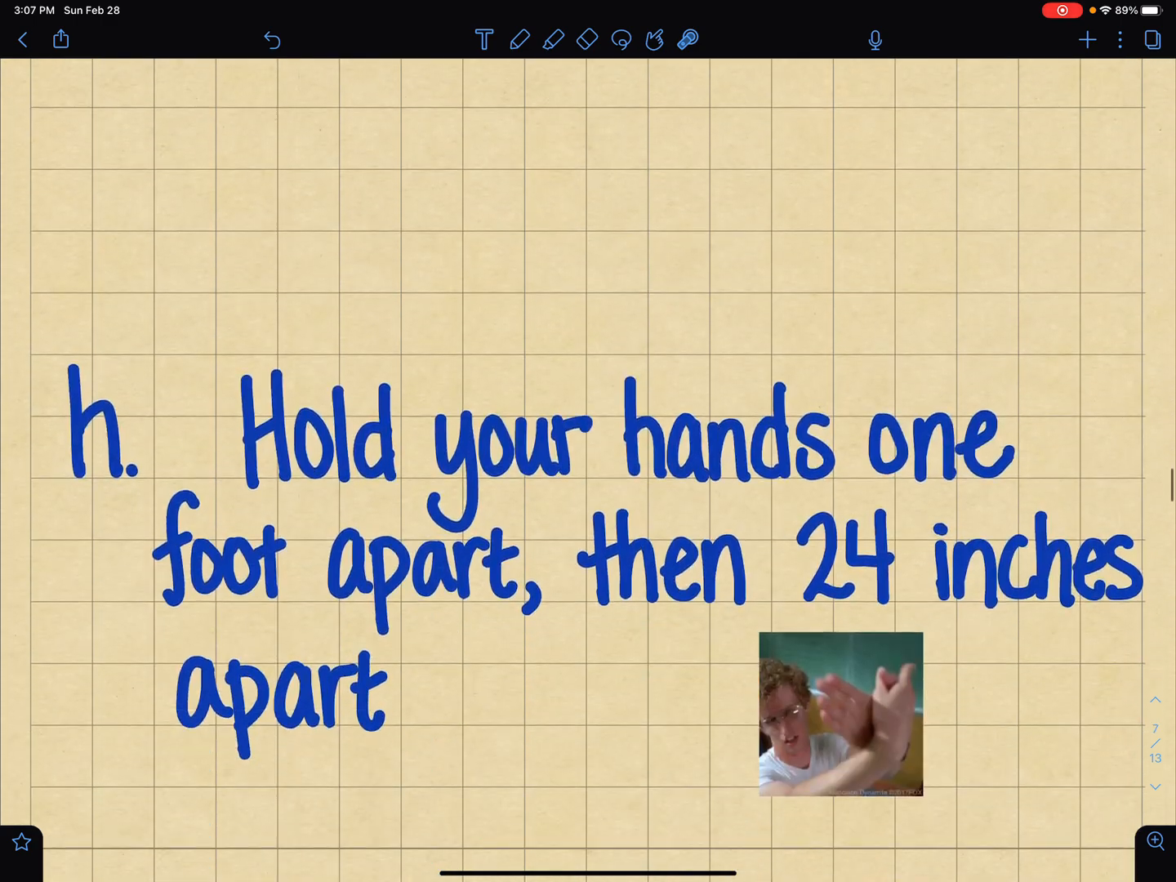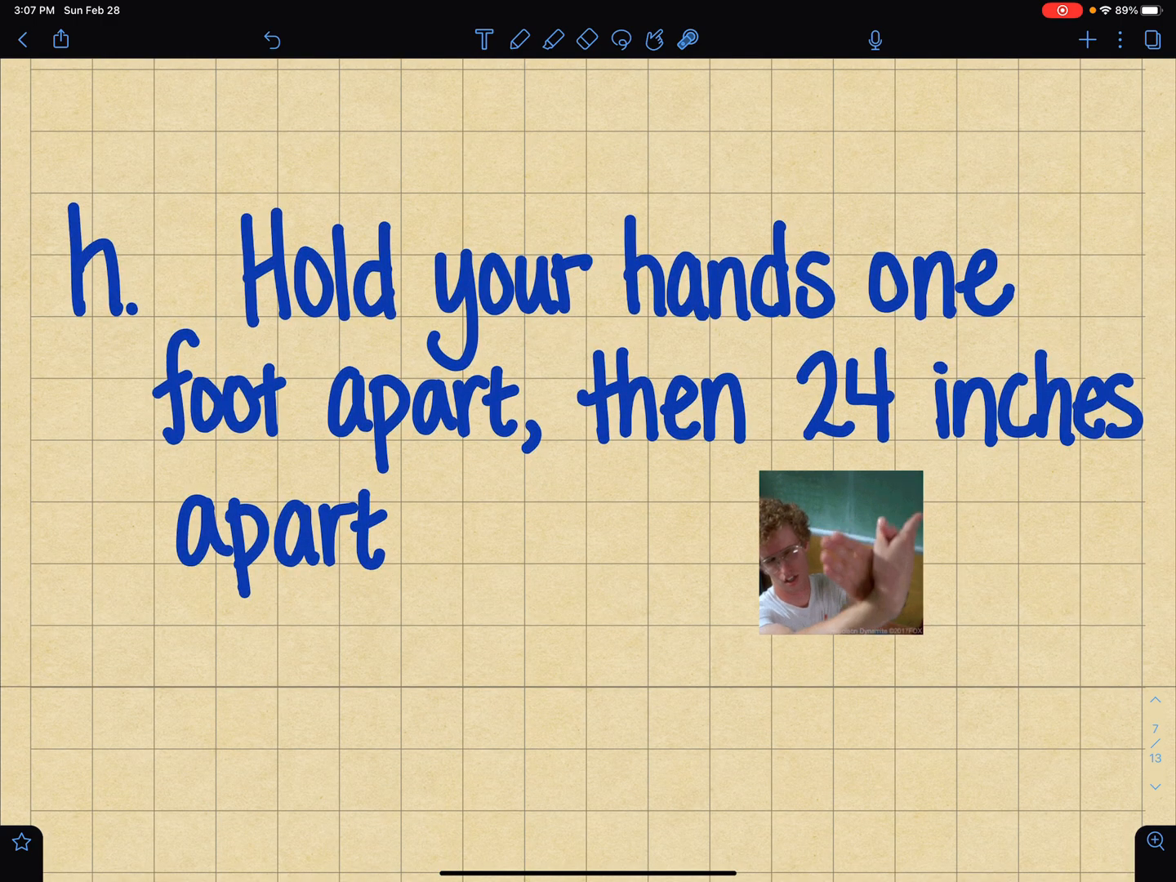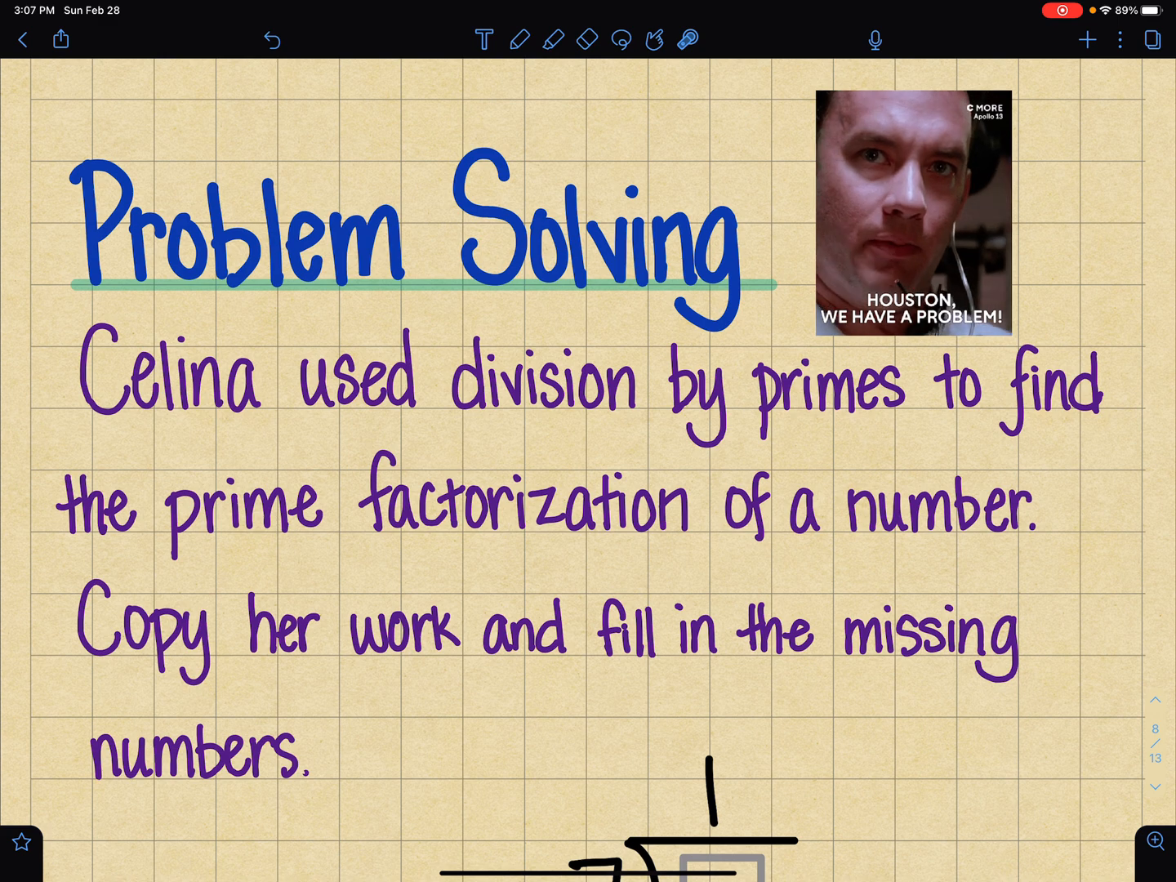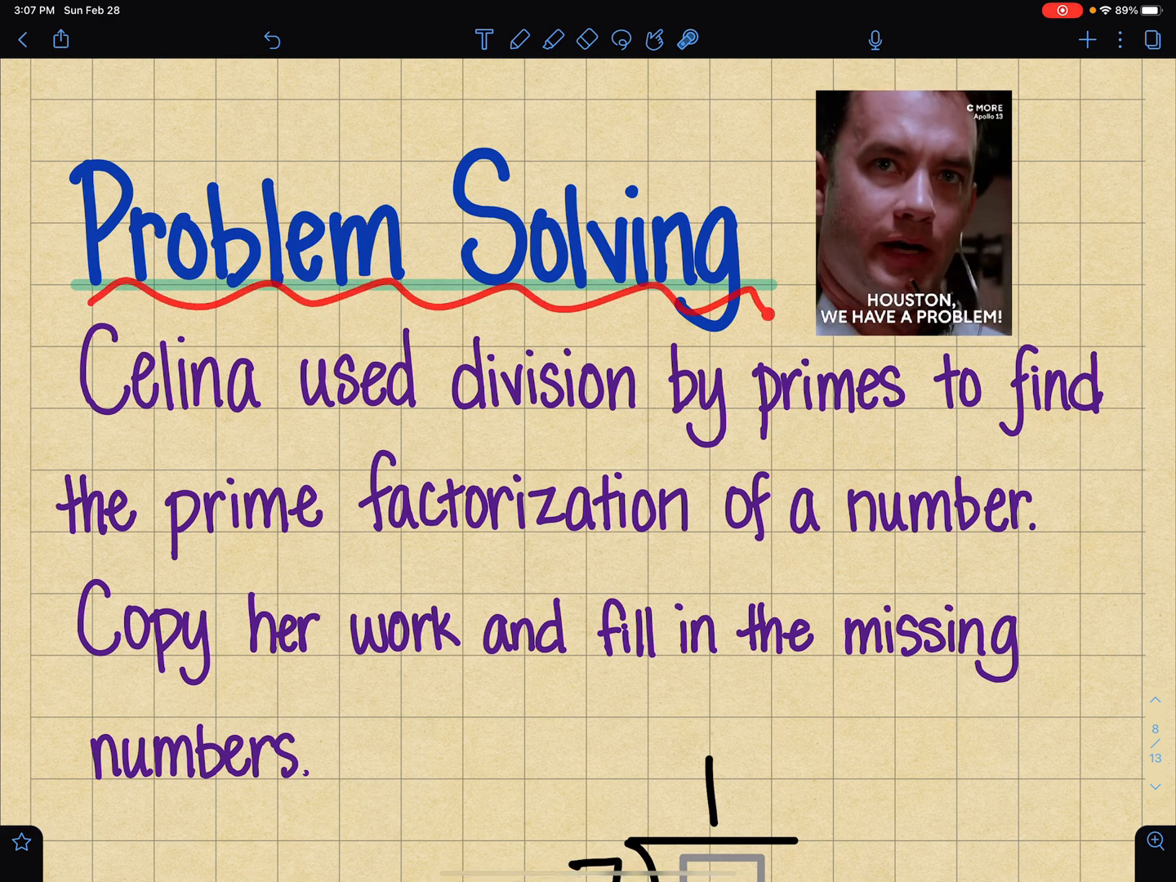For H, we are going to hold your hands. This is the Happy Hands Club. Hold your hands 1 foot apart and then 24 inches apart. Do you go from small to big or from big to small? What are you going to do there? All right, Houston, we have a problem. We are going to go into problem solving.